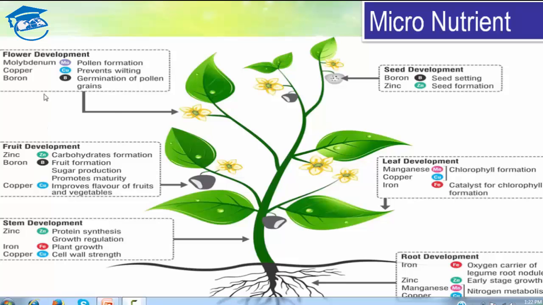Now there are three elements which are involved in flower development. First is molybdenum. Molybdenum helps in pollen formation. And what about copper? Copper helps to prevent wilting of a plant, and boron helps in the germination of pollen grains.